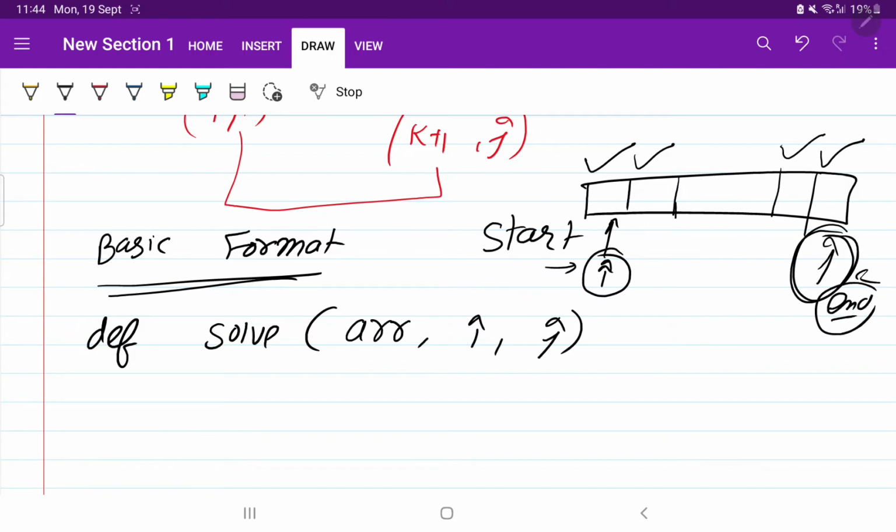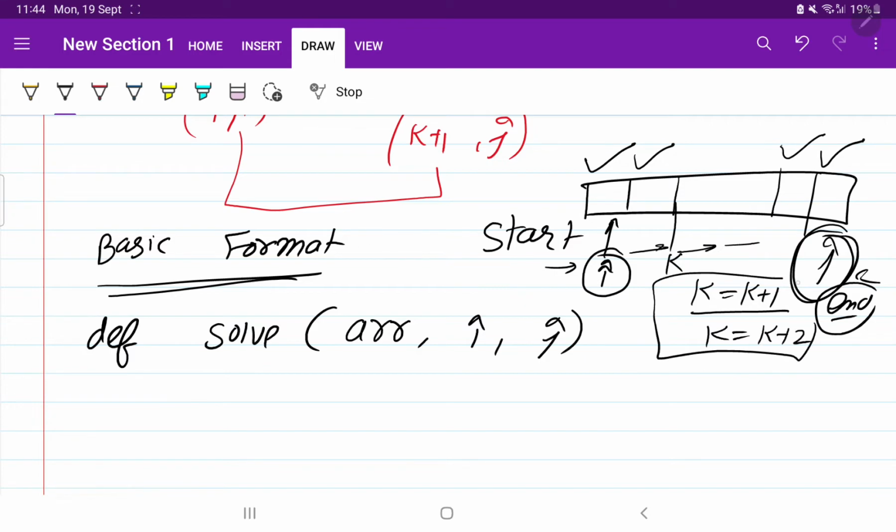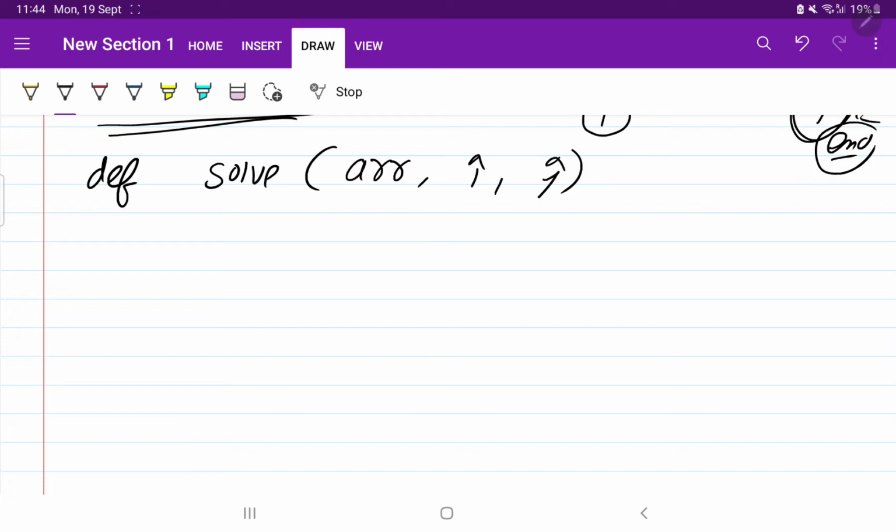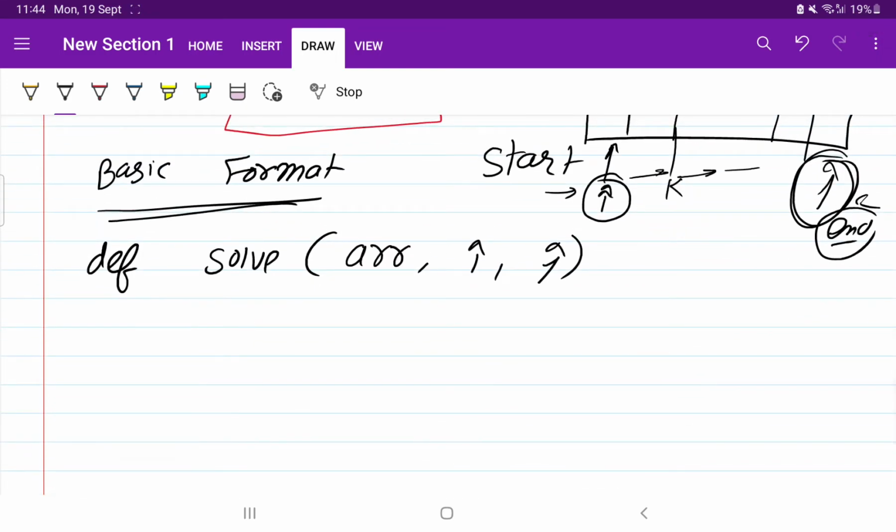And we can do the partitions one by one also, meaning k is equal to k plus 1, and we can also do the partitions by leaving one element, k is equal to k plus 2. Every time the value is increasing, okay, we can also do the partition in this format. So here I am going to tell you the recursive approach, the recursive approach basic format.